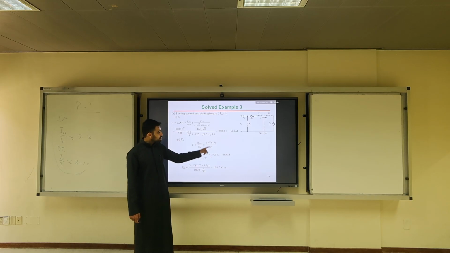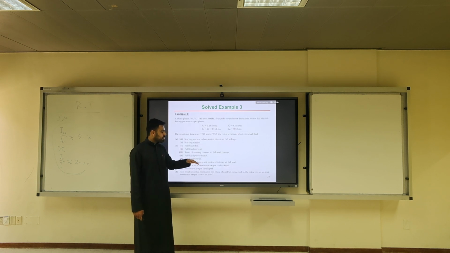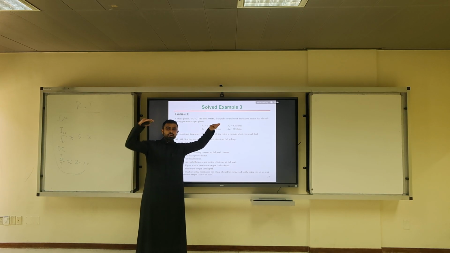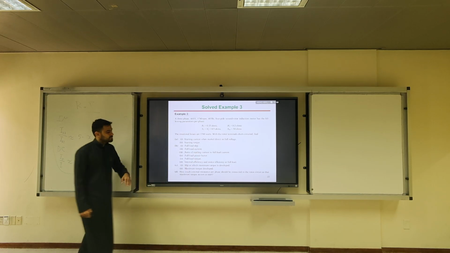Because the starting torque is 180, and then the full load torque is what? 186. So it will start, peak, and then go down. Starting they are a little bit high. I think it's more like class B. This is a class B machine.